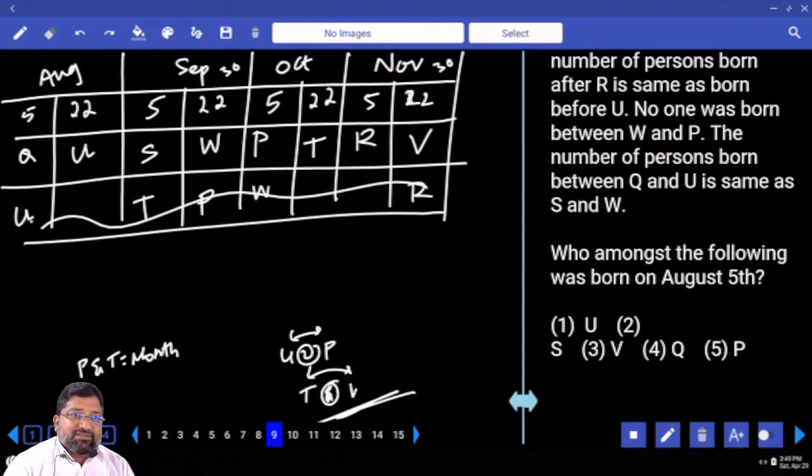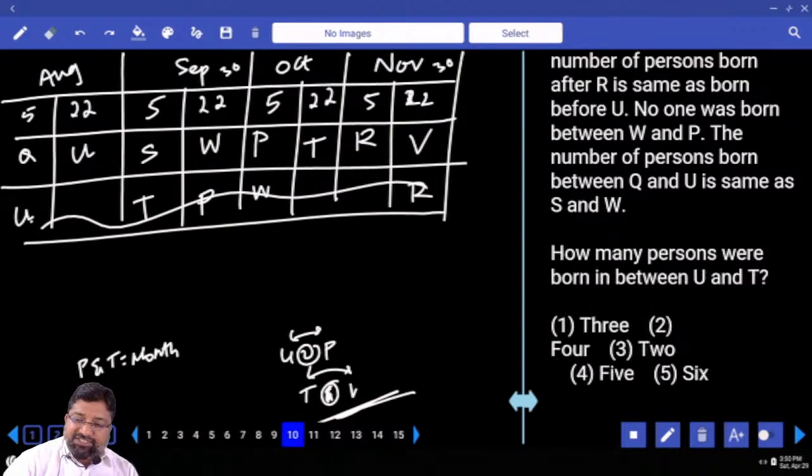Come on, I need an answer. Q, Q. Next. How many persons were born between U and T? How many do you see between U and T? Three persons. Three persons between U and T.